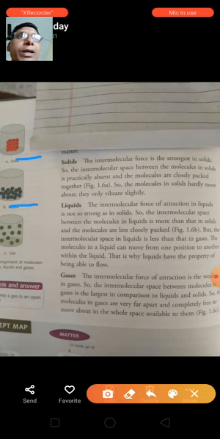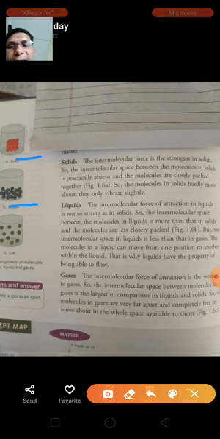But in the liquid, these molecules are a little bit far from each other as compared to the arrangement of molecules in the solid. And since this intermolecular space is more in the liquid, the molecules can move from one place to another. And as they can move, they have the property to flow.